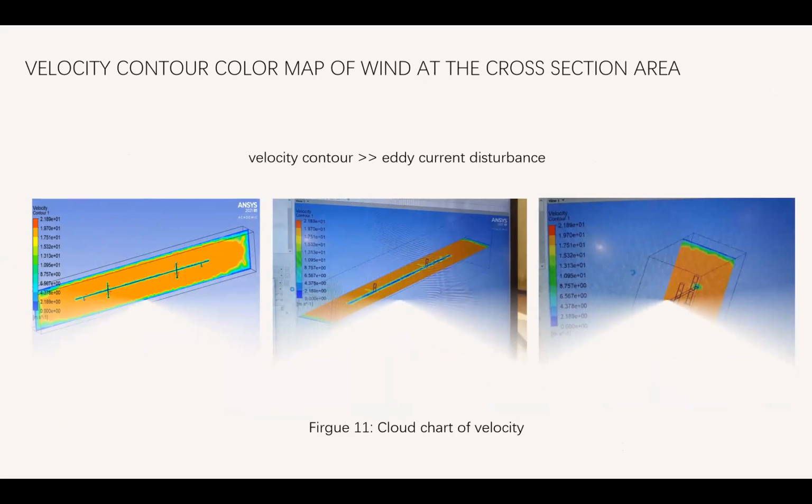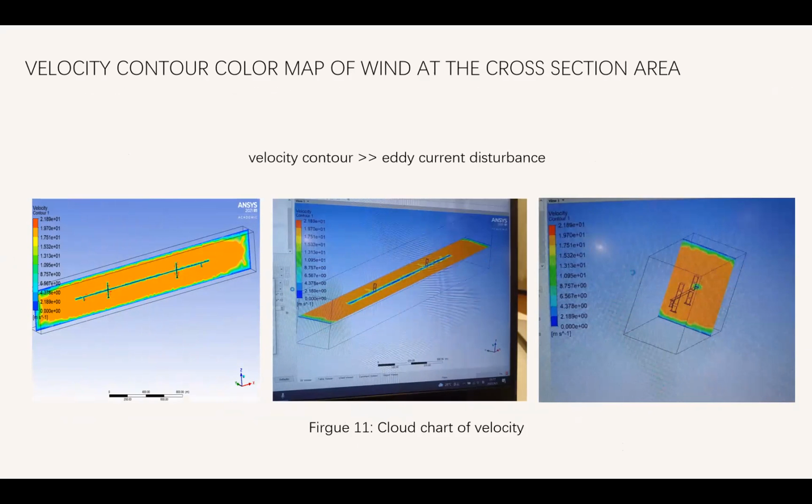Okay, and for the wind velocity diagram, you can have a clear observation of how the wind has changed during the 5 seconds that we have simulated before. And you can see the green area is where the eddy current disturbance is, which makes the vibration. It's vortexes, and you can see them in these pictures in different planes.